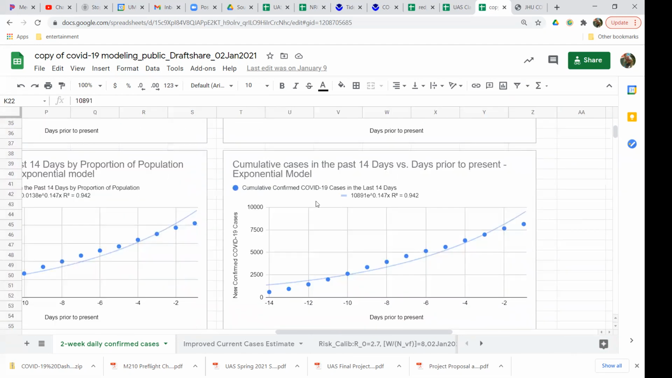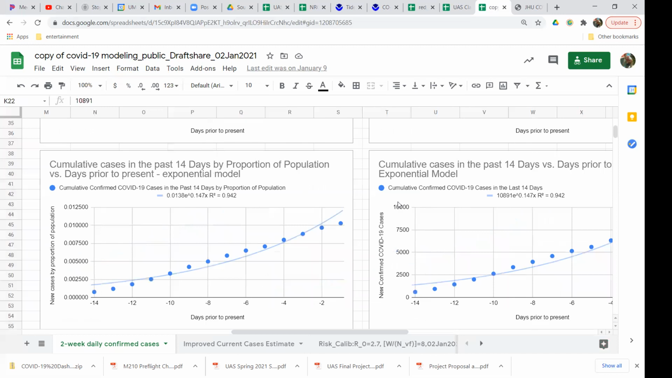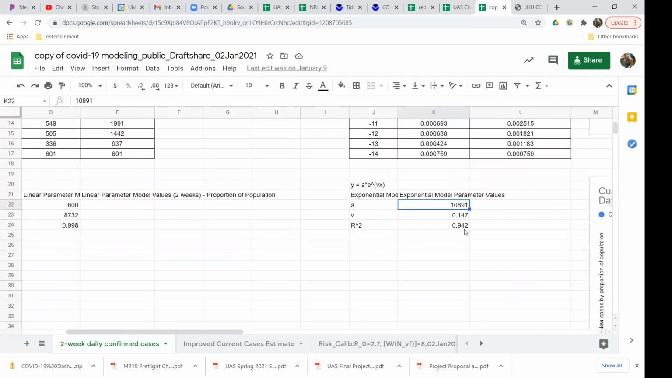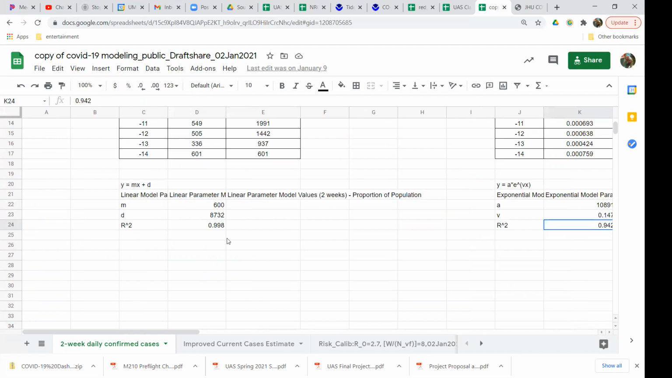So you would go down to the exponential model, you have 10,891 times e raised to the power 0.147x. You could enter those parameters back over here. And you can enter the R-squared if you want, but the rest of the sheet doesn't populate based on that. You now have your exponential model and your linear model updated.